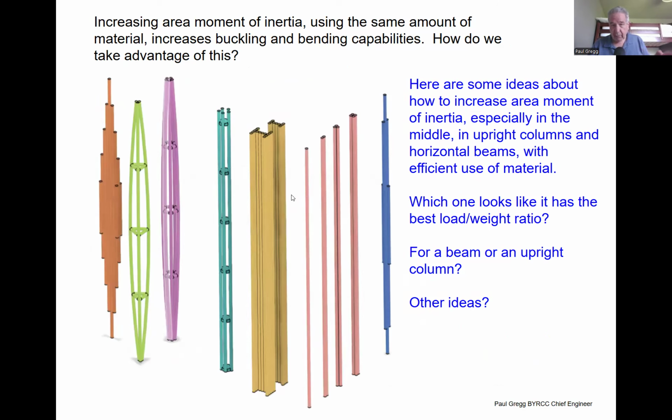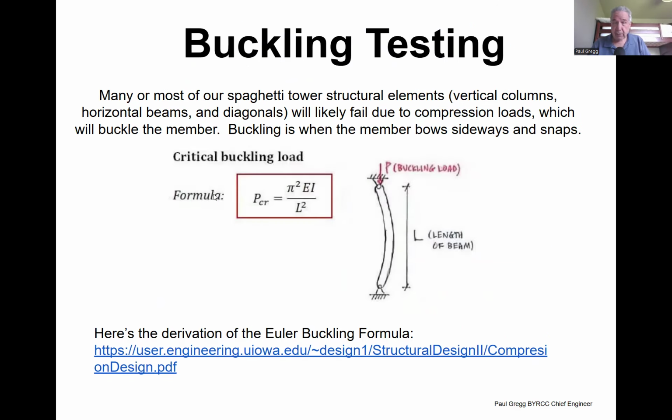And we talked about how to make a piece of spaghetti, how to make the moment of inertia bigger so that it buckles at a higher load. And we're going to talk about the testing now.